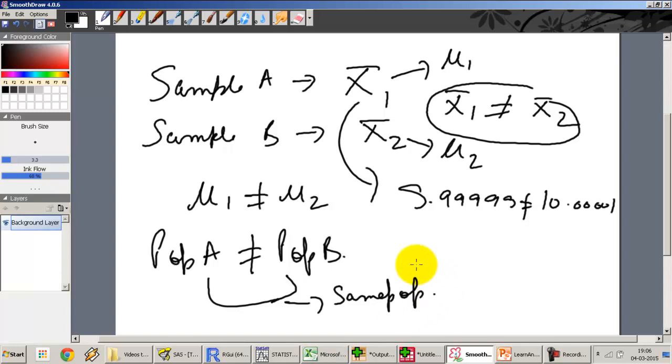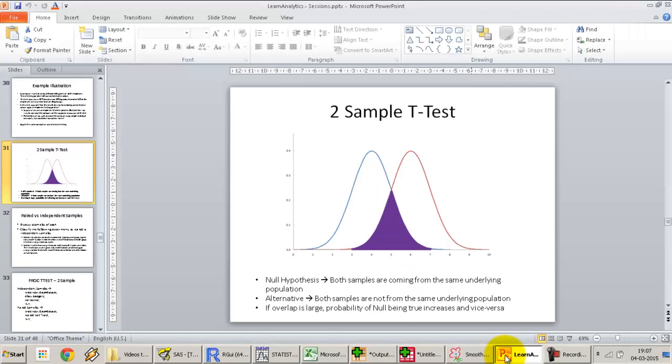Now if we have two different samples extracted from the same population, it is overwhelmingly likely that those two samples will not be equal to each other. But if they are coming from the same population, those values are likely to be very close to each other. So how do we test if two samples that we've got are coming from the same population or from two different populations? Here we apply a two sample t-test.